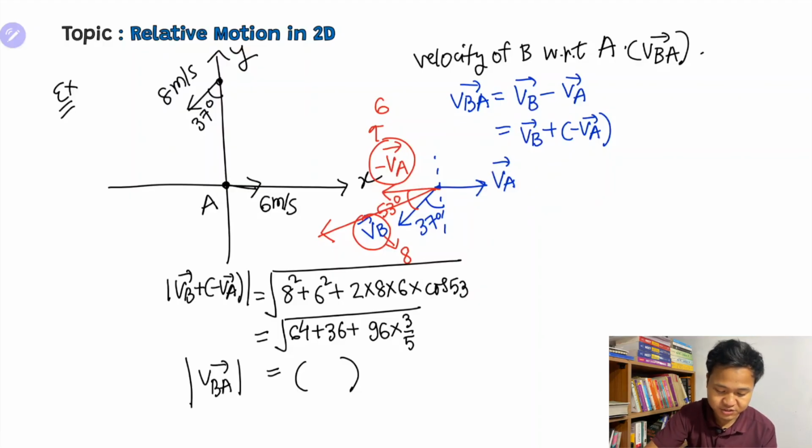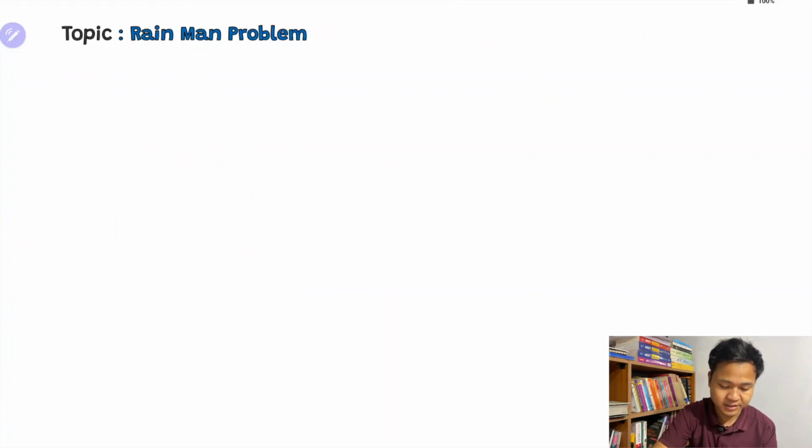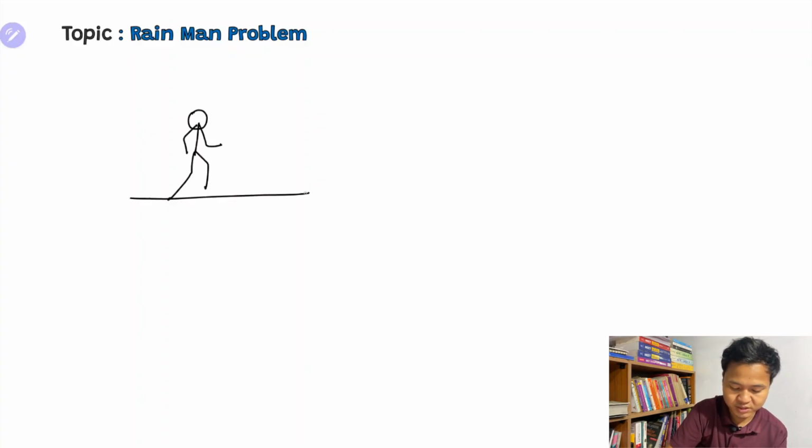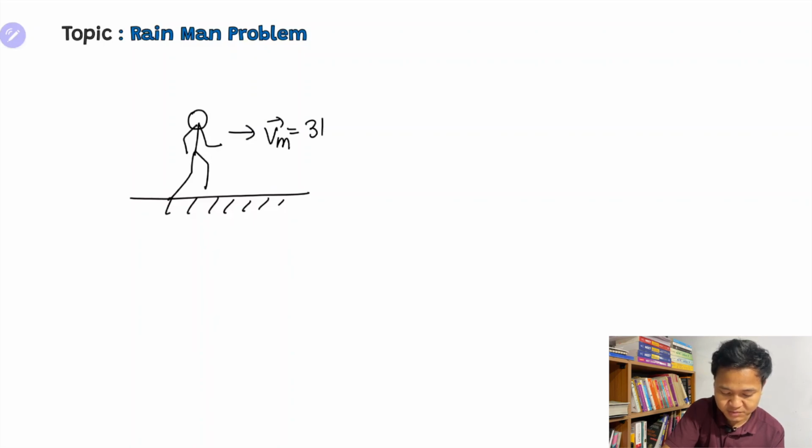Okay, let's see one application of this. A rain-man problem. Example: a man is going under a rain. So there is rain falling, and he is walking. Let's say this man is walking at a speed, velocity of man, say 3 kilometer per hour.